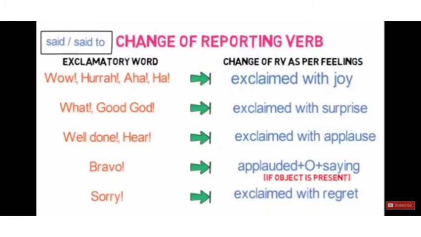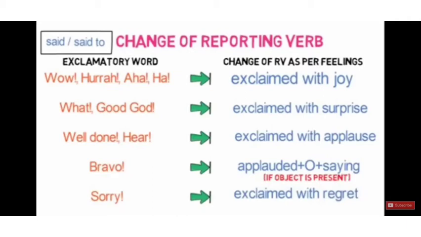When the exclamatory sentence is created by using the exclamatory word only, then we need to check the feeling of the exclamatory word as per the word. Then we replace the word said or said to. That means said or said to will be converted in the reported speech. For example, if it is wow, hooray, aha, ha, the words like given here, then said or said to will be converted into exclaimed with joy.